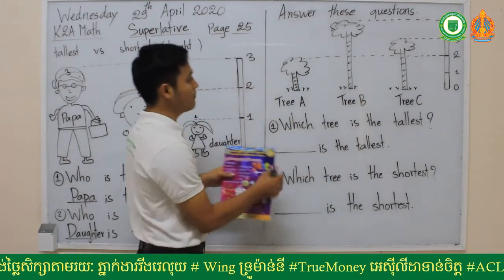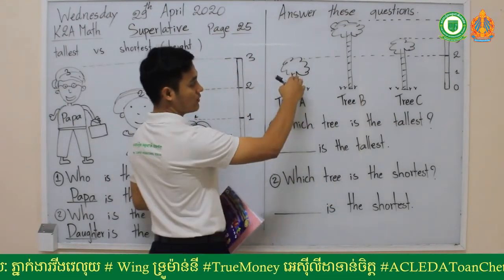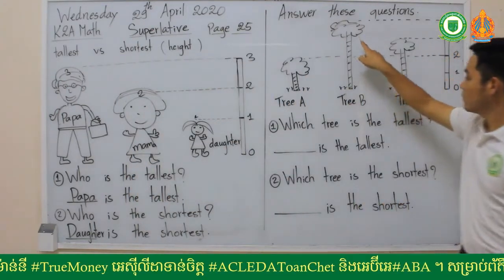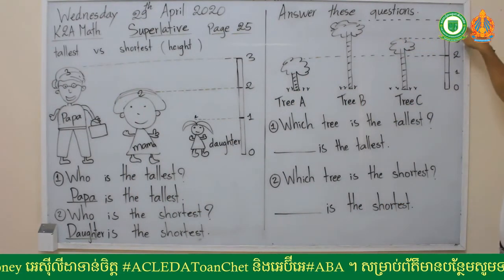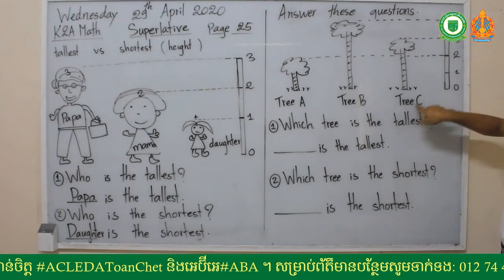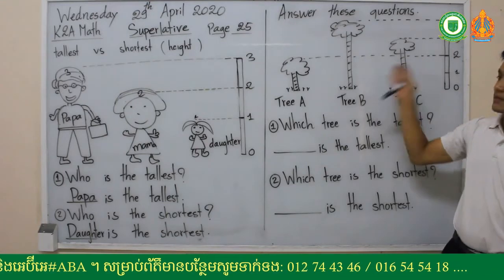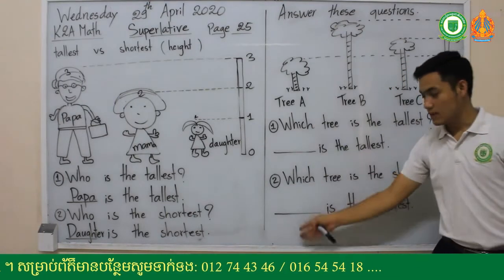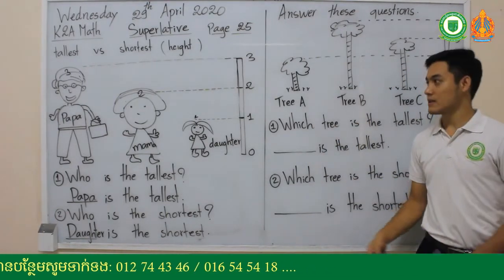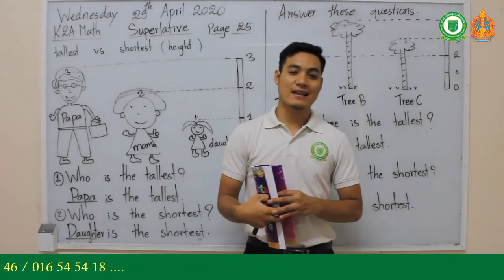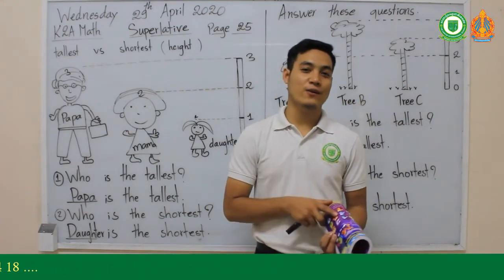So you look at the picture given right here. Tree A, number 2, tree B, number 4, and tree C is number 3. So when you look at and understand the pictures, you really can answer these questions. So that's it for tallest and shortest, and we will learn more in the second video.